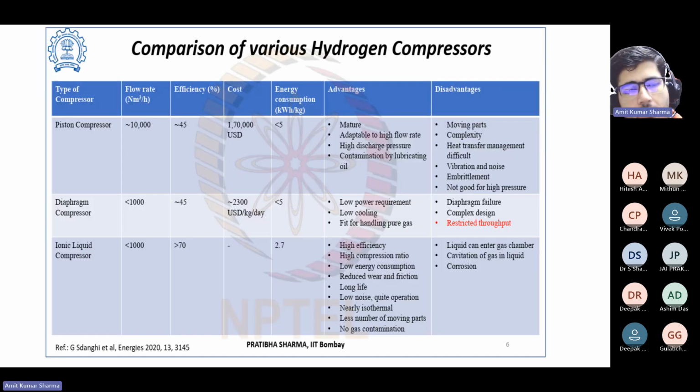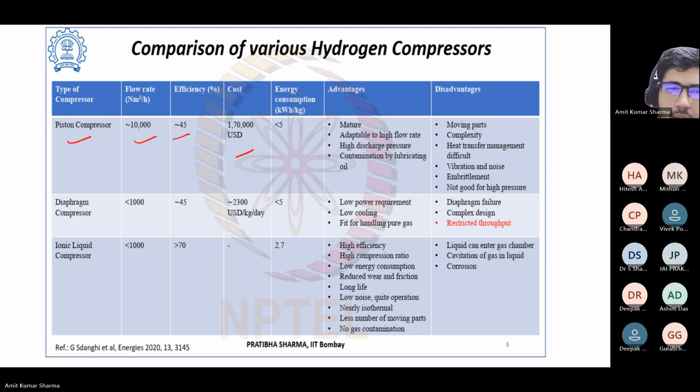So now let's have a comparison of various hydrogen compressors. The piston compressor: flow rate up to 10,000 normal meter cube per hour, efficiency up to 45%, cost 170,000 USD, energy consumption less than 5 kilowatt hour per kg. Advantages: mature technology, adaptable to high flow rate, because we can see it can go up to 10,000 normal meter cube per hour, and high discharge pressure.